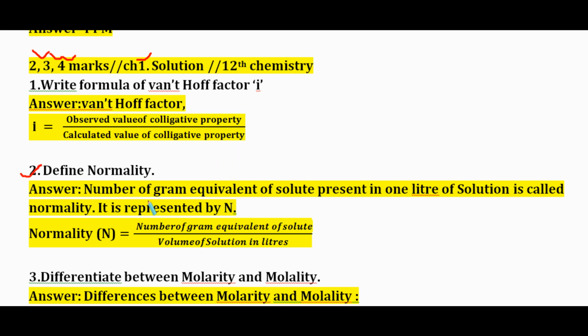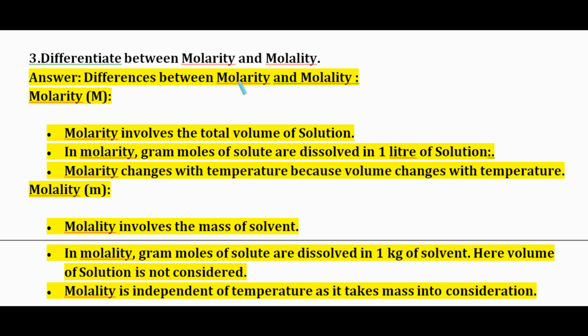Define normality. The number of gram equivalents of solute present in 1 liter of solution is called normality. It is represented by N, and the formula is N equal to number of gram equivalents of solute upon volume of solution in liters. Differentiate between molarity and molality. You can also differentiate it with tables, but I have differentiated it with points.